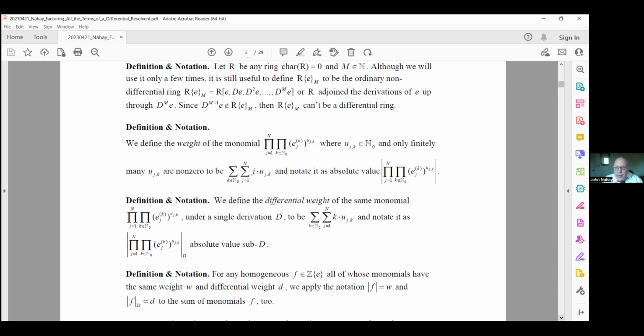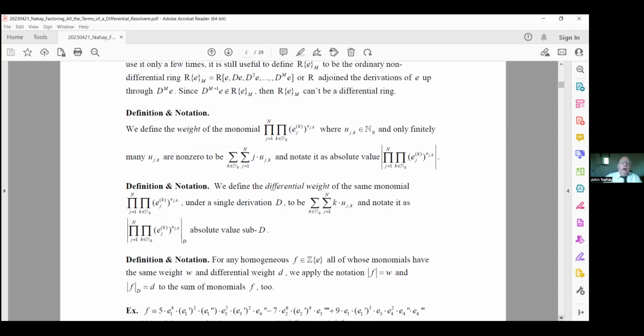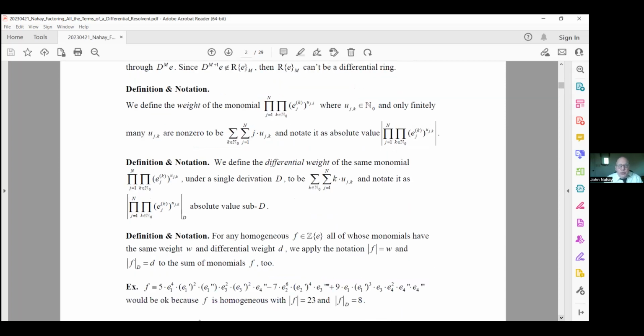We define the weight of a monomial, a product of E_j, the kth derivative of E_j, to the u_jk power, where u_jk is a non-negative integer and only finitely many are non-zero, to be the weighted sum of those exponents, j times u_jk, weighted by the weight of the elementary symmetric function, and we notate it with absolute value signs.